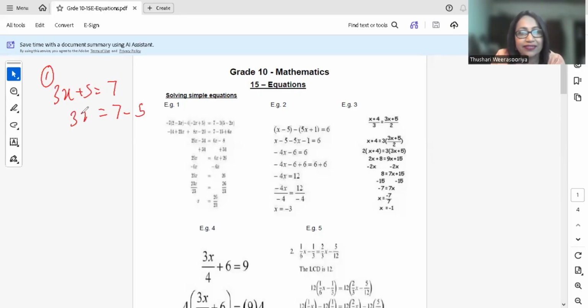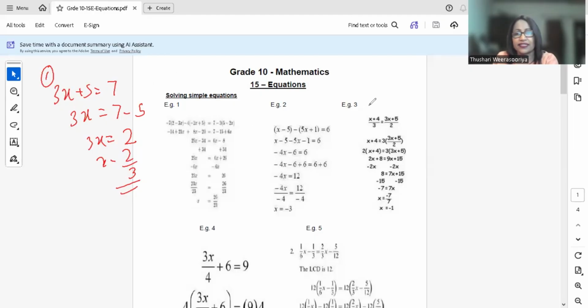Then 3x equals 7 minus 5. Then 7 minus 5 answer is 2, so 3x equals 2. Then x equals 2 over 3. That is the final answer. You will get fractional form, decimal, whole number, whatever answer you can get. That is the simple equation, right?